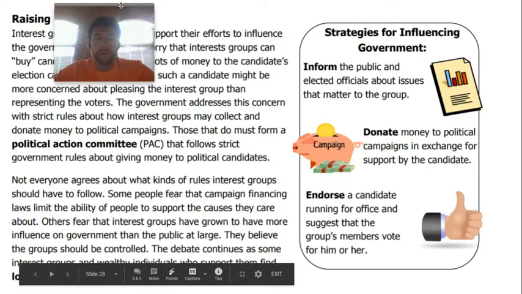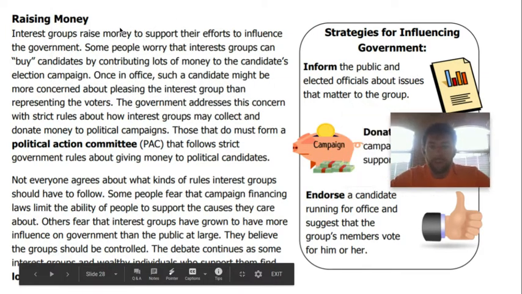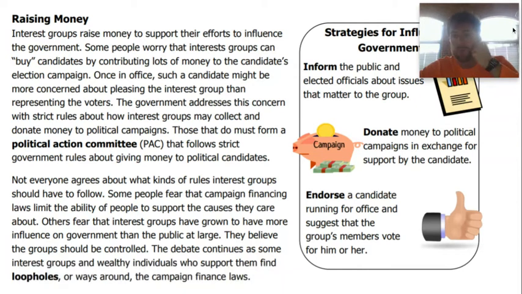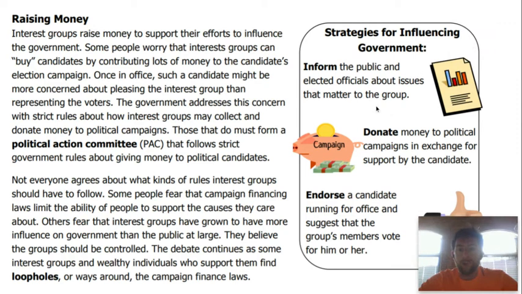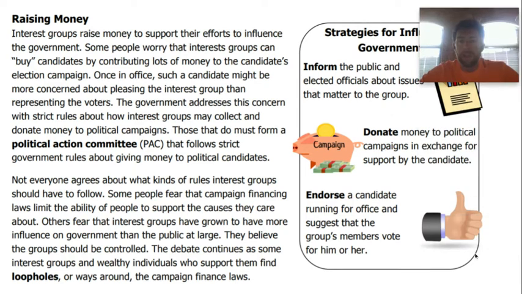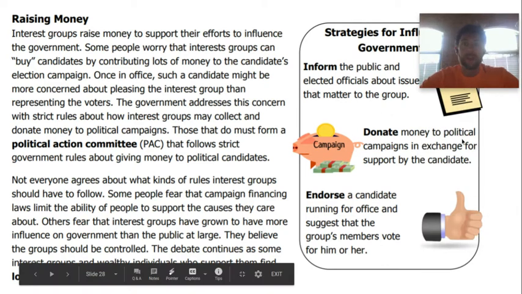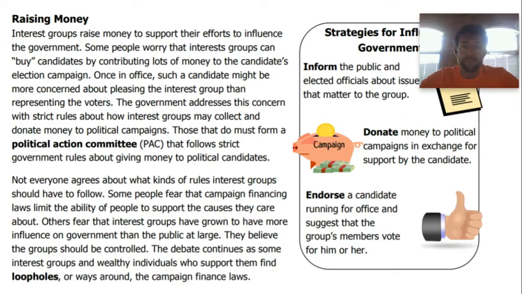All right. So we talked about how there were two main ways that interest groups help candidates. They endorse. We just talked about that. And now we're going to talk about raising money. Okay. So, and those strategies are outlined here: inform the public, donate money, and then endorse candidates. Those are like the three main strategies that interest groups use to influence government. Okay. So raising money. Interest groups raise money to support their efforts to influence the government.